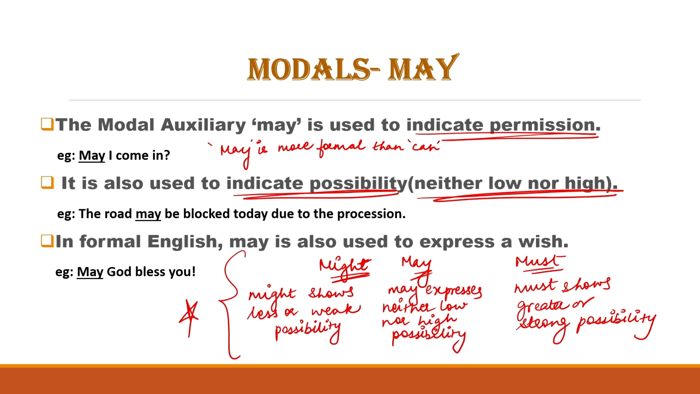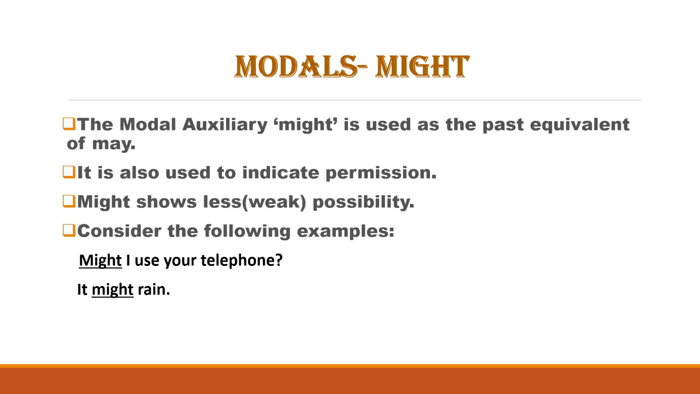Now, moving on, in formal English, may is also used to express a wish. For example, may God bless you. Now, moving on, next is might. The modal auxiliary might is used as the past equivalent of may. It is also used to indicate permission. Might shows less or weak possibility. So, consider the following examples. Might I use your telephone?